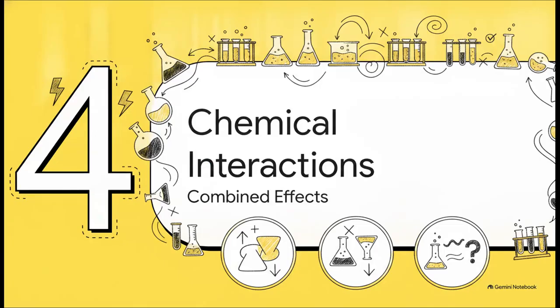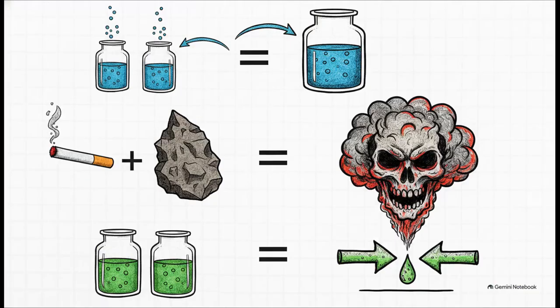Section 4, Chemical Interaction Effects. Continuing on page 24, what happens when multiple chemicals combine? Well, the handbook identifies 3 key types of interactions, and it helps to visualize these using basic math. First up, additive. This is exactly what it sounds like. The combined effect just equals the sum. 2 plus 3 equals 5. Easy. Second, we have synergistic.